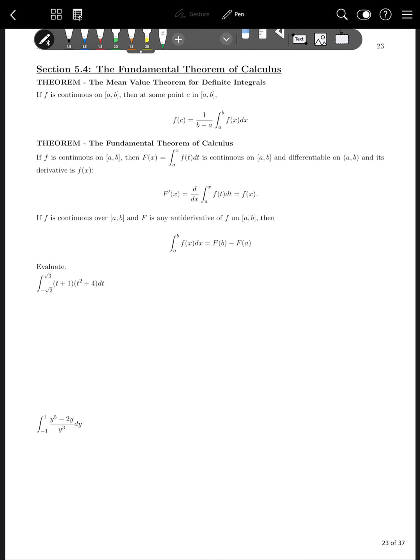Okay, and that is it for section 5.3. In section 5.4, we're going to use the fundamental theorem of calculus to define this idea of finding definite integrals and make it a lot easier. But that's it for now.